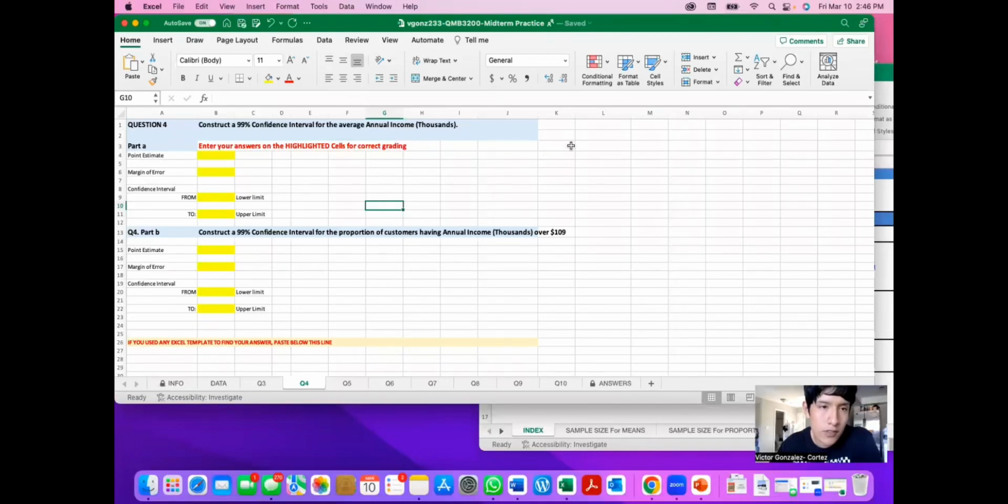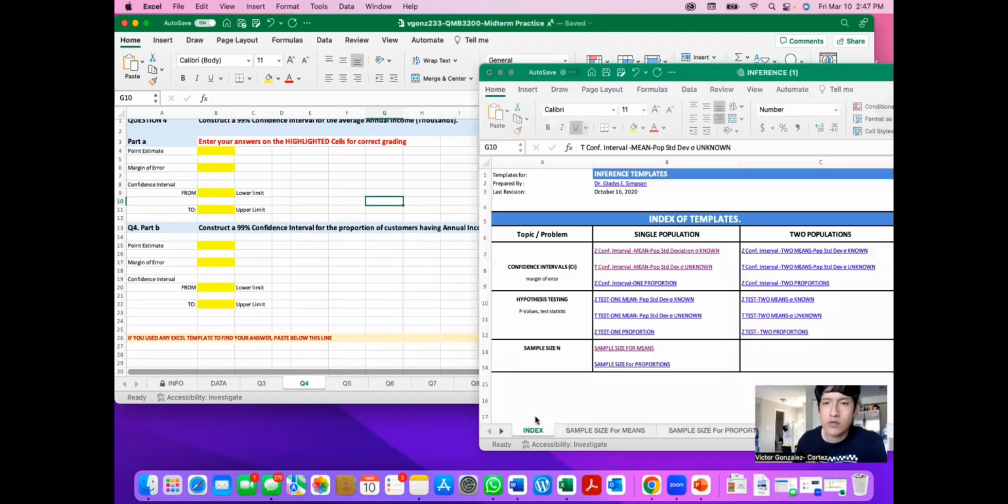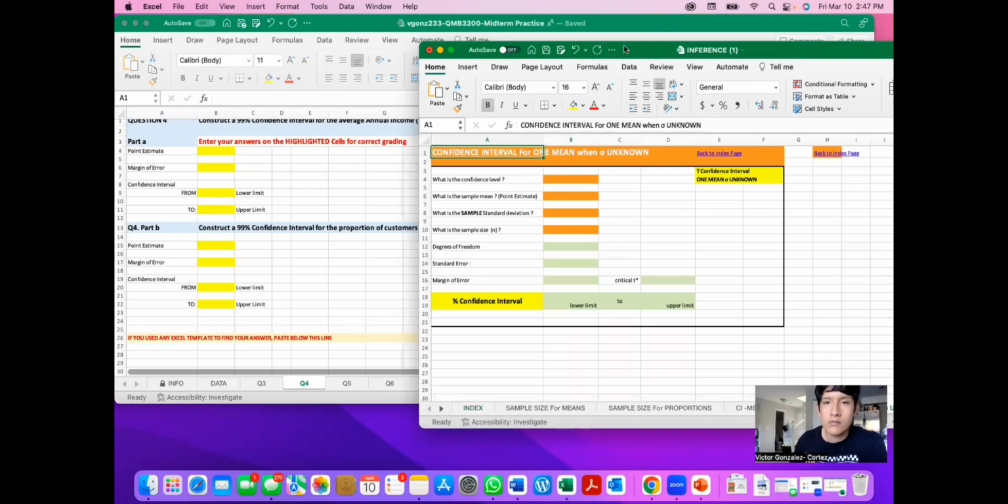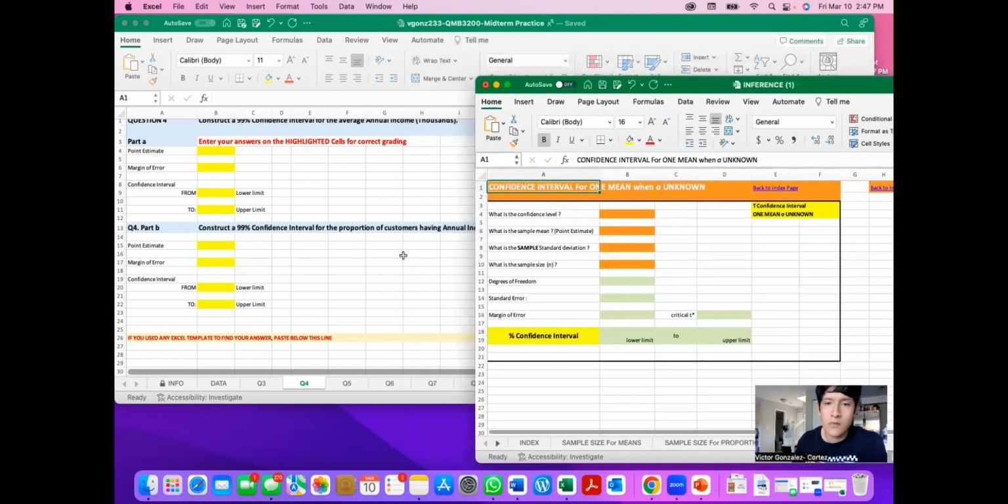Question 4 says construct a 99% confidence interval for the average annual income. So for this question, we're going to use our interface templates. And since we're going to use a confidence interval and it's using one single population and the standard deviation is unknown, we'll use the T confidence interval.